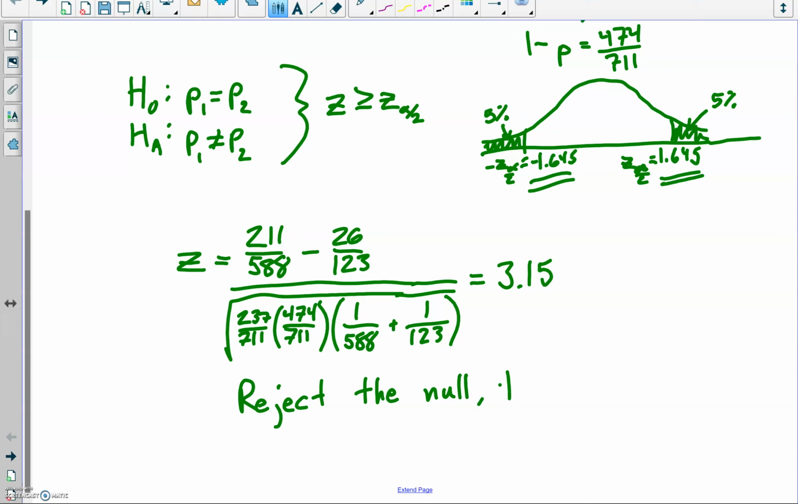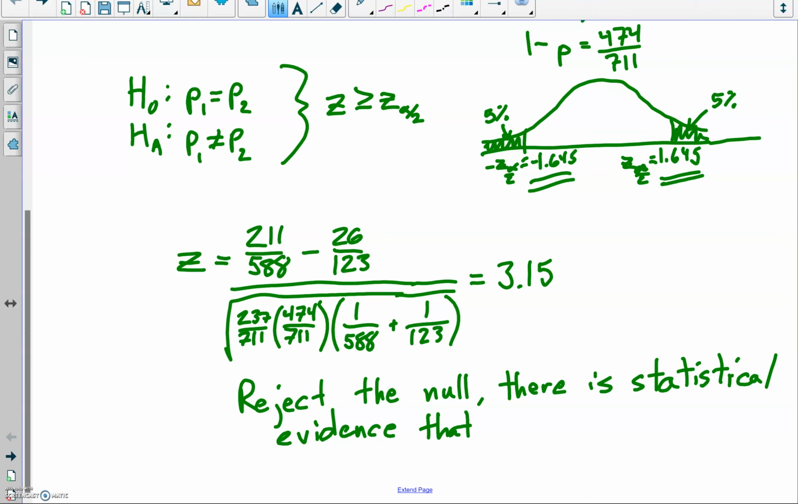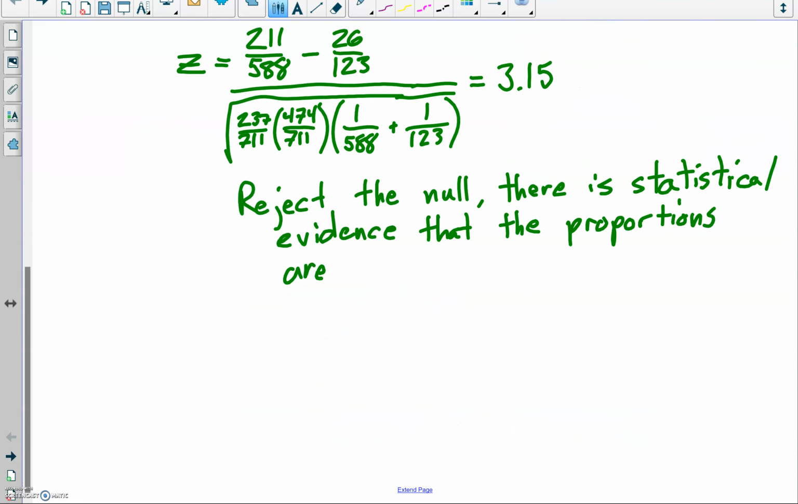And there is statistical evidence that the proportions are not the same. Okay, so that's testing at that 10% level.